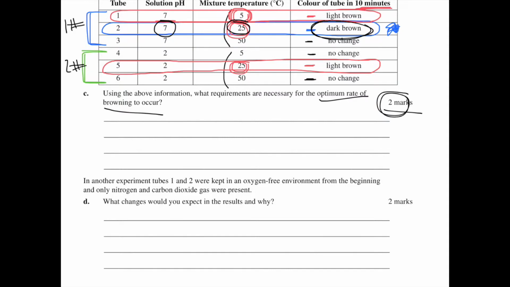In another experiment, test tubes 1 and 2 were kept in an oxygen-free environment from the beginning. So remember, oxygen-free. When you think of oxygen, what do you need to start thinking about? Cellular respiration. And what does cellular respiration give you? Energy in the form of ATP. So, in another experiment, test tubes 1 and 2 were kept in an oxygen-free environment from the beginning and only nitrogen and carbon dioxide gas were present. What changes would you expect in the results and why?